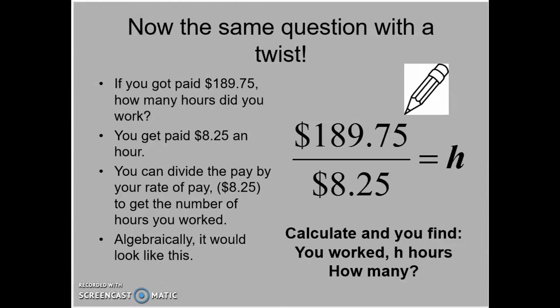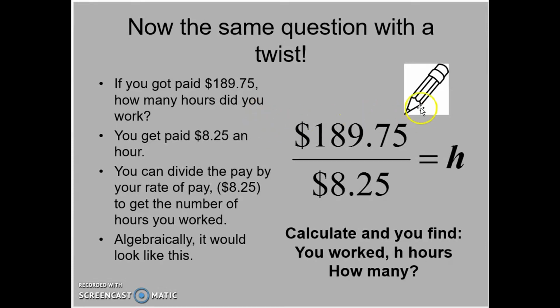Now here's the same question with a twist. If you got paid $189.75, how many hours did you work? You get paid the same amount as our previous problem, $8.25 an hour. You can divide the pay by your rate of pay to get the number of hours worked. Algebraically, it would look like this.